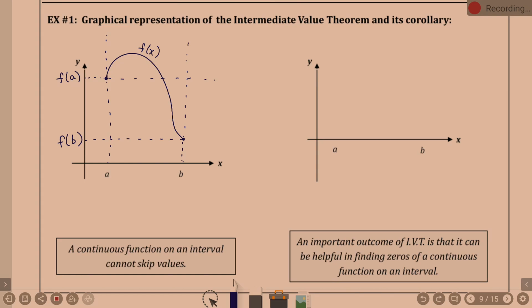But if you go back and look, it says if a function is continuous on the interval and the endpoints are not the same, it takes on every value. Let's see, where's the one that involves c? Oh, it's the other one. There's one guaranteed value c.